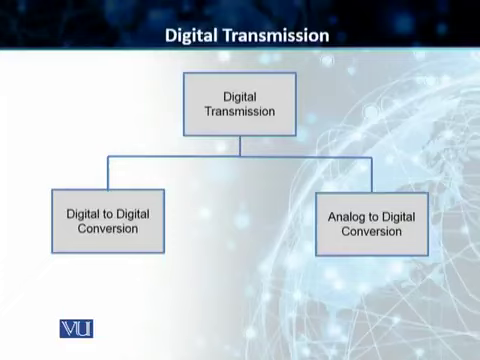We can send the digital data in the form of digital to digital conversion. So we have digital data, we convert it into a digital signal and we transmit it over a transmission medium. Students, in the second case, we can have analog data that we convert to a digital signal and we send this digital signal over the transmission medium. Students, we will start our discussion with the digital to digital conversion. So our data is digital and we need to convert it to a digital signal and we'll send this digital signal over the transmission medium.